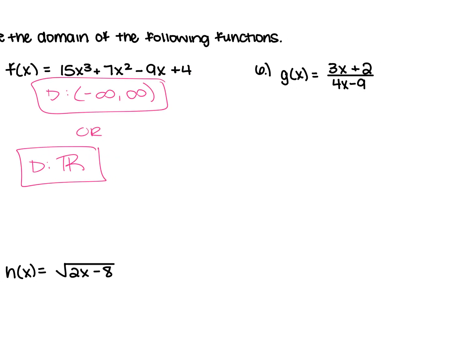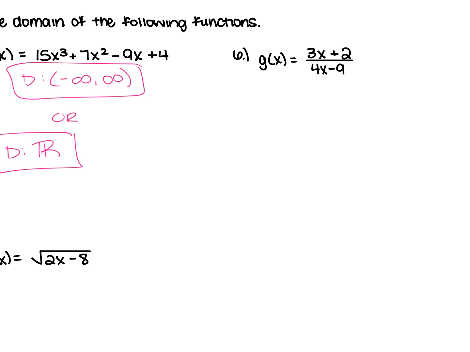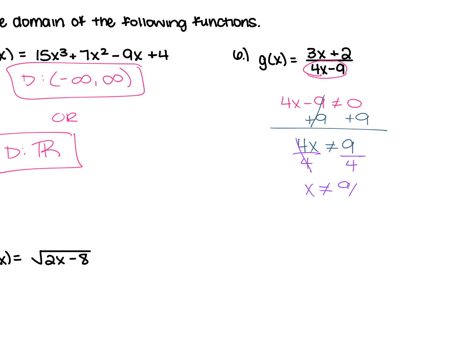For number 6, we're given g of x is equal to 3x plus 2 over 4x minus 9. Do we have x in the denominator of a fraction here? Yes. So you're only going to take the part that's in the denominator, which is the 4x minus 9, and set that not equal to 0. You're going to use that to solve for x. So first thing we do with that is move your 9 over, so we'll add it to both sides. That gives us 4x is not equal to 9. Then we divide each side by the 4 to get that x cannot equal 9 over 4.